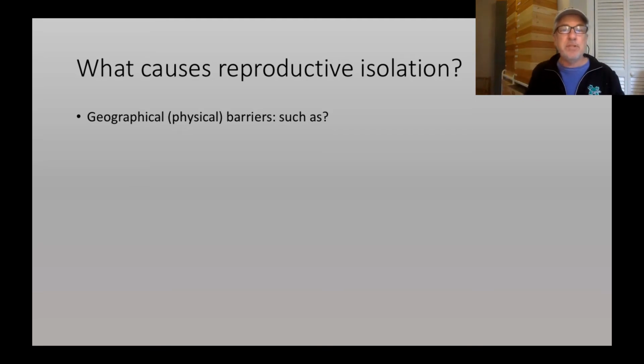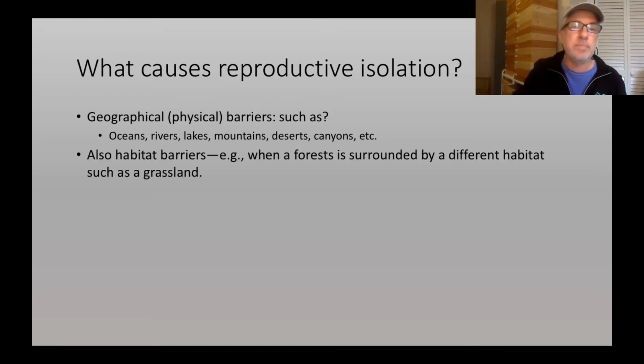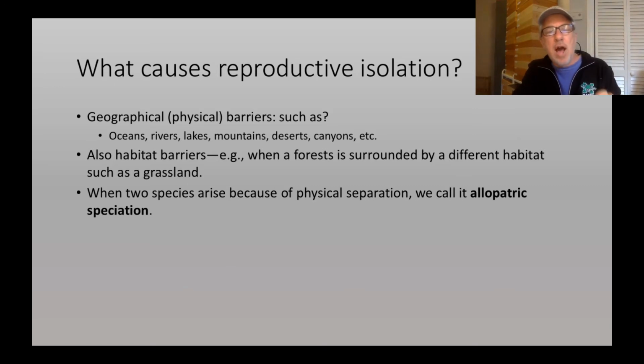In other words, actual physical barriers, such as oceans, rivers, lakes, mountains, deserts, canyons, etc. Any geographical feature you can think of can provide a barrier for populations. There can also be habitat barriers. For example, when a forest is surrounded by a completely different habitat, such as grassland, which causes a population within the forest to no longer be able to emigrate, and therefore would isolate other forest populations of what was once the same species. When two species arise because of physical separation due to geographical barriers, we call it allopatric speciation, which means separate homelands.